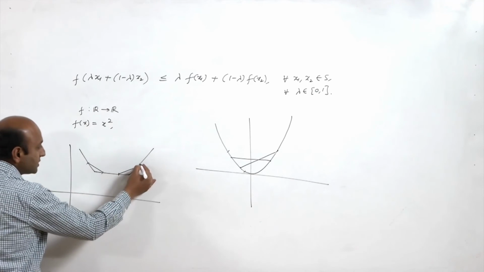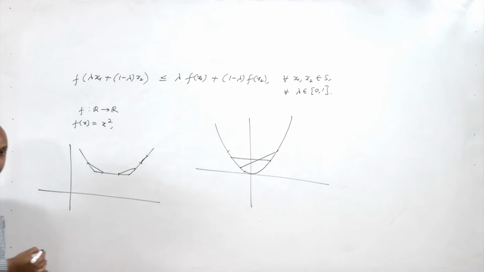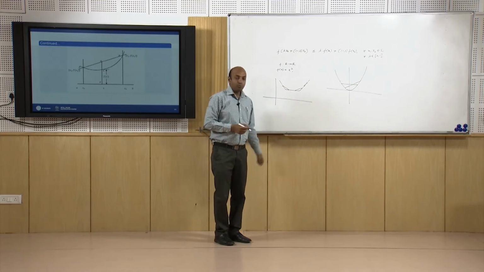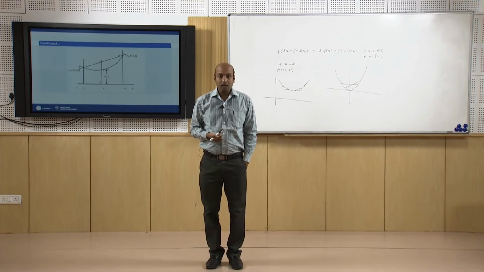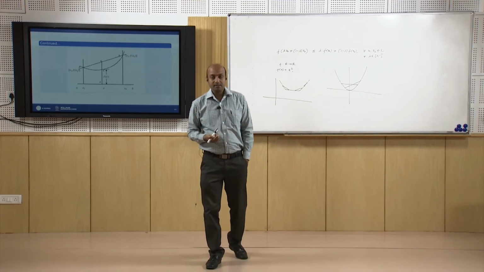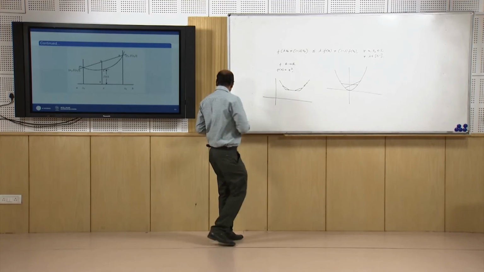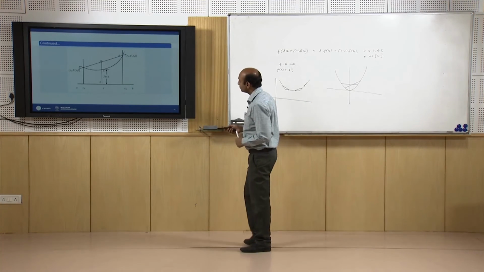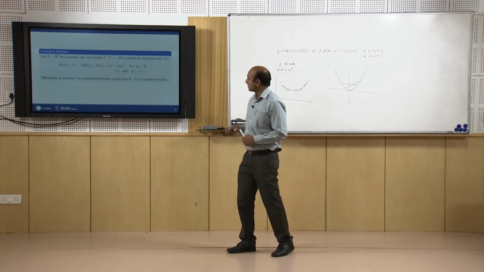Now you take 2 points here, the chord joining these 2 points lies on the curve. Then the chord joining any 2 points on this curve either lies above the curve or on the curve. So this means that the function is a convex function. So these functions are convex.